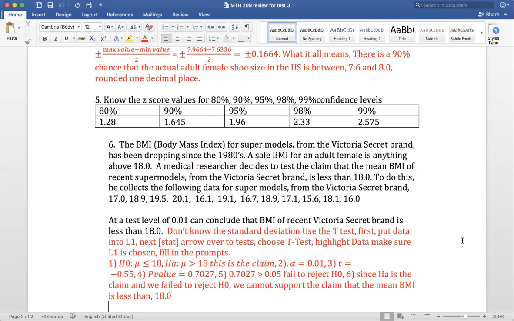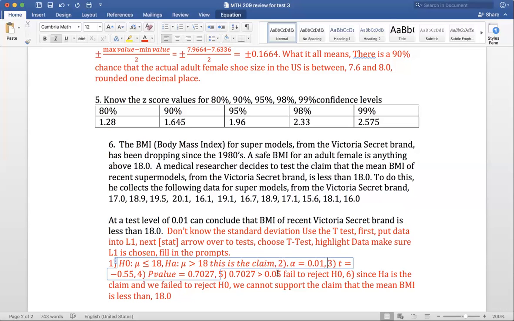It'll ask us what mu0 is. We put 18 in this case because that's a hypothesized mean. And then it'll ask us the list. It'll be L1. And then that one line where we put in the symbol and the alternative hypothesis. So in this case, we'd highlight less than. And we get the following. It's got a little typo here, I see. It tells us that the t-score is minus 0.55 and the p-value is 0.7027.